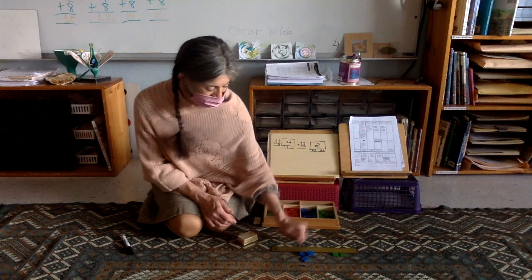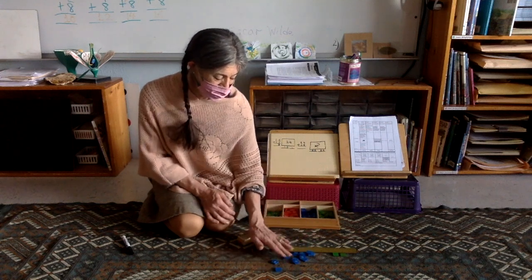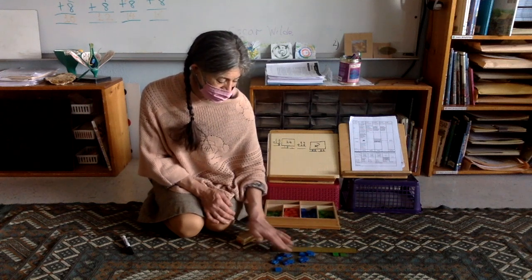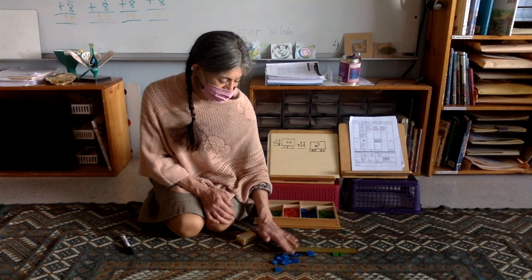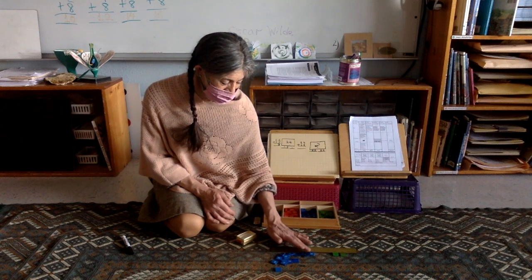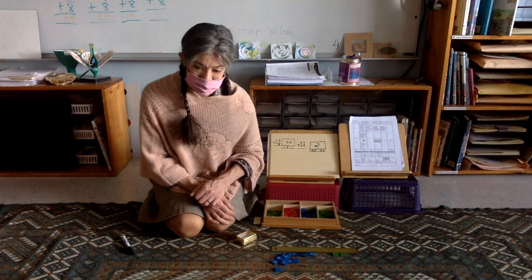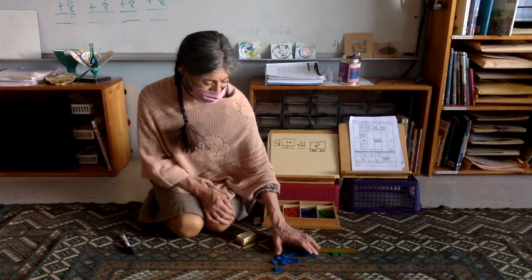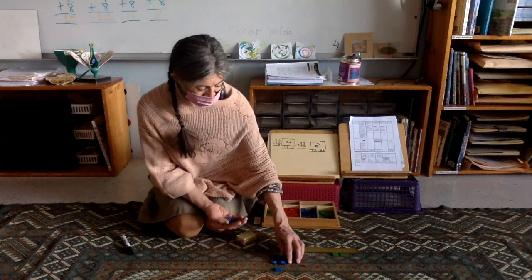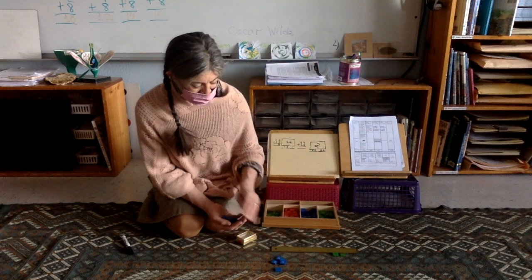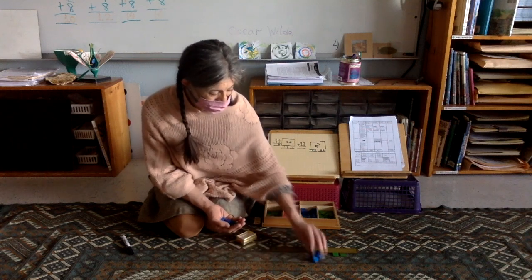below the ruler. 15. 1, 2, 3, 6, 7, 8, 9, 10, 11, 12, 13, 14, 15. Did you get 15, Kay? Yeah. Did you, Damien?